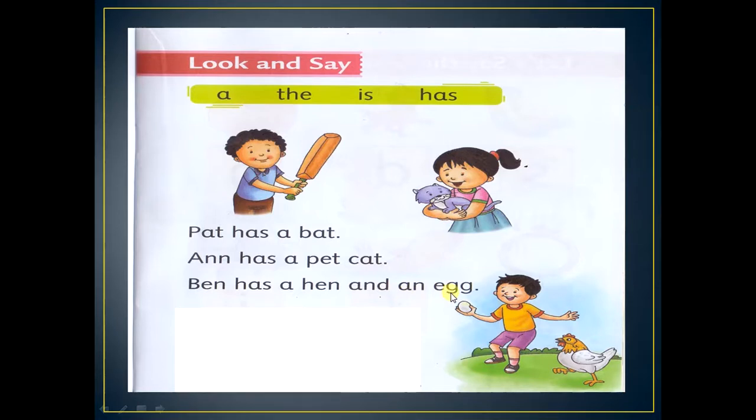You see that there is an with egg because egg starts with a vowel sound, right? And a comes with consonants, and hen starts with a consonant. So you can relate your learning with each other.